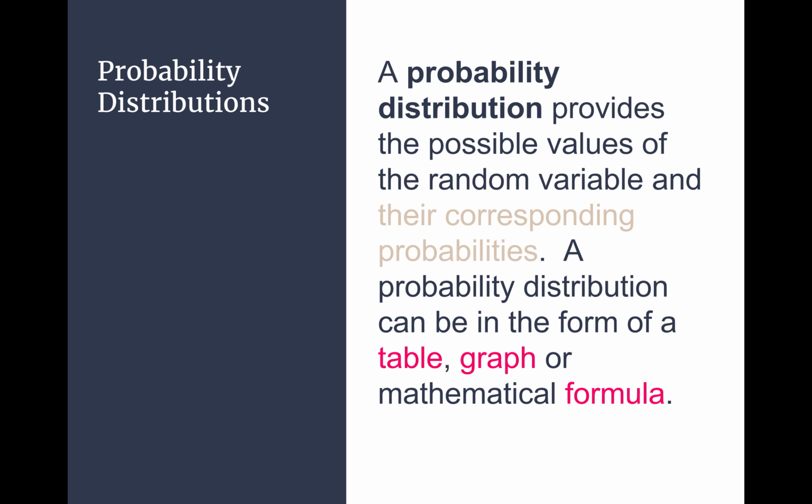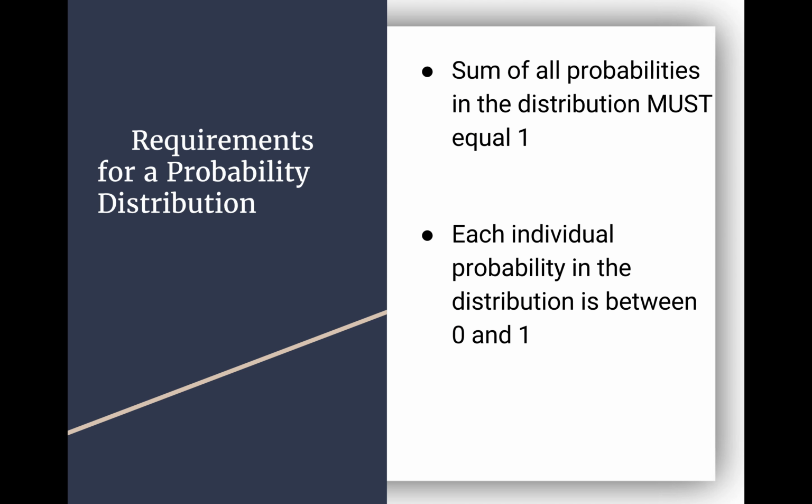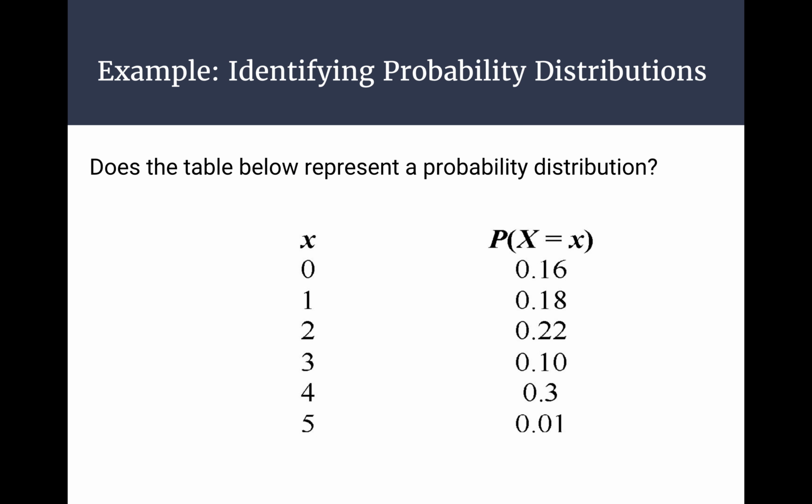Probability distributions. A probability distribution will provide the possible values of the random variable and their corresponding probabilities. A probability distribution can be in the form of a table, a graph, or a mathematical formula. Important things to know about all probability distributions is that the sum of all the probabilities in the distribution must equal 1, and each individual probability in the distribution is between 0 and 1.